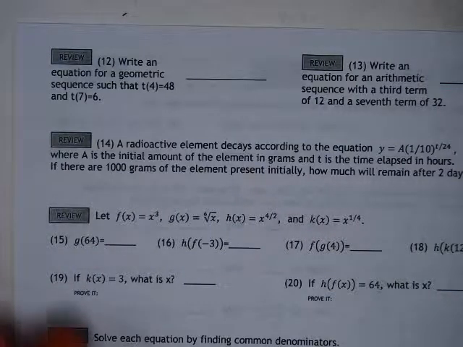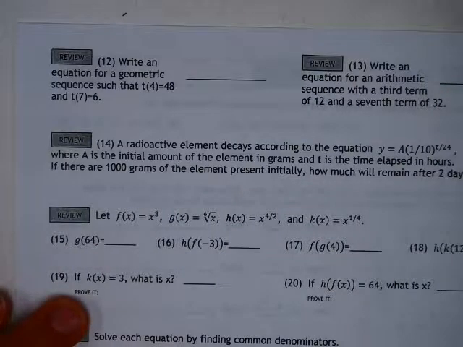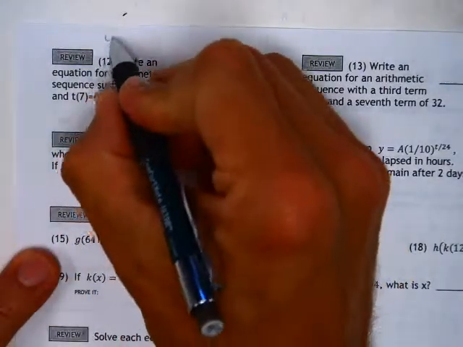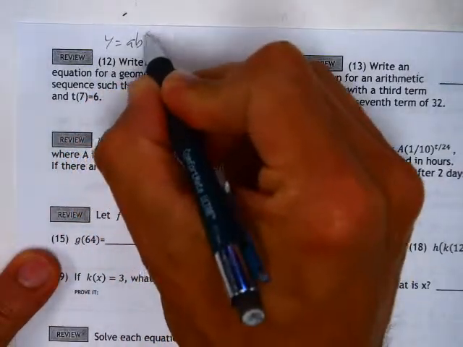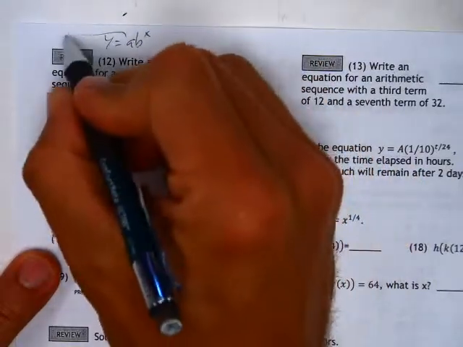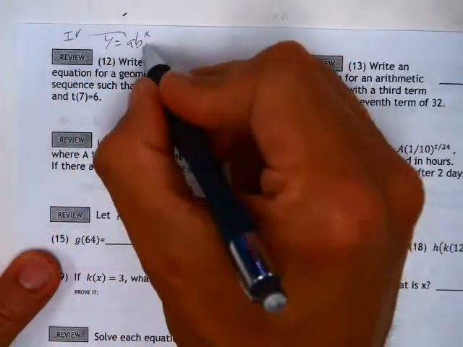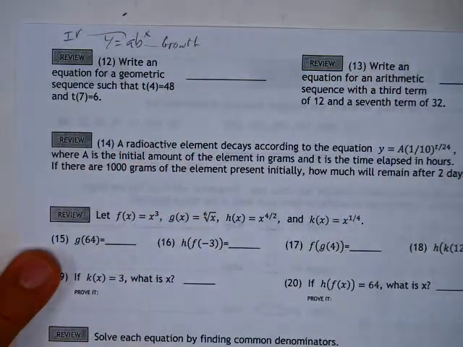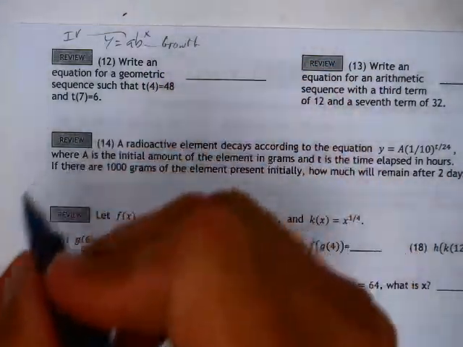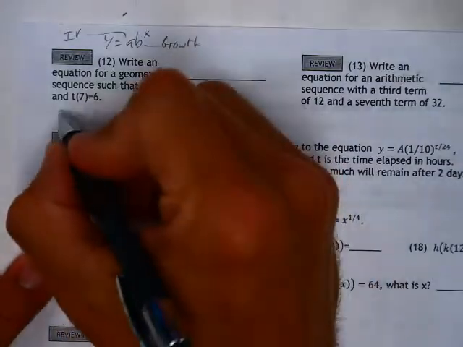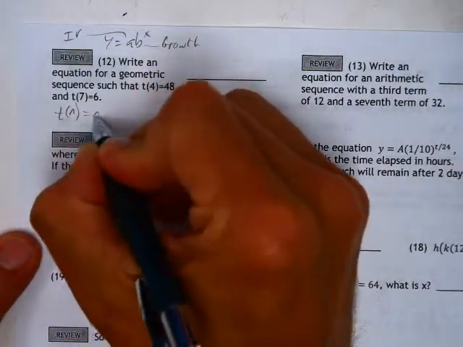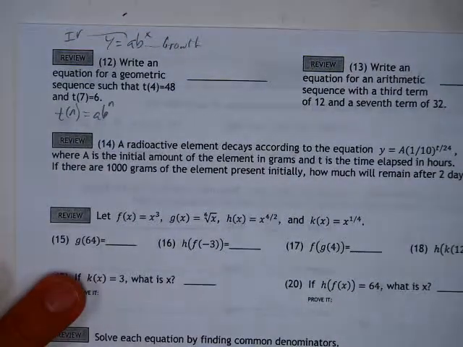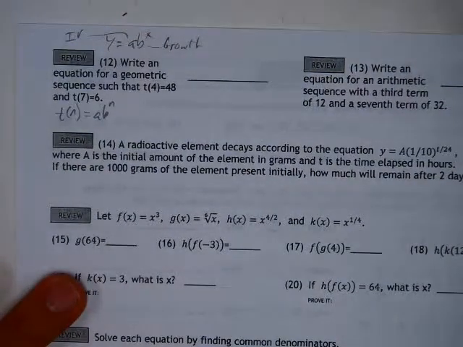Well, to be able to write an equation for a geometric sequence, we've got to remind ourselves what one of those looks like. Basically it's an exponential equation, y equals a times b to the x power, where a is the initial value, or the starting point, and b is the growth. We write them in sequential notation. It's basically t of n is equal to a times b to the n power. It doesn't change anything in an exponential equation. It's just a geometric sequence.